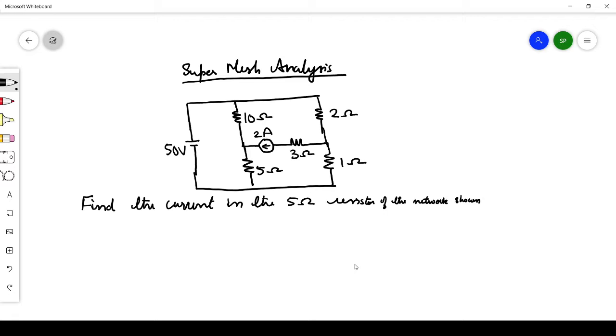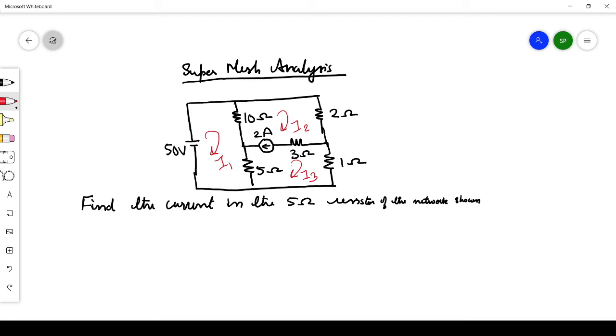Okay, so let me assume the currents in all the meshes. Let this be I1, this be I2, and this be I3. So I1, I2, I3 are the currents in these three meshes. Now just see, mesh 2 and mesh 3 have a common current source of 2 ampere.